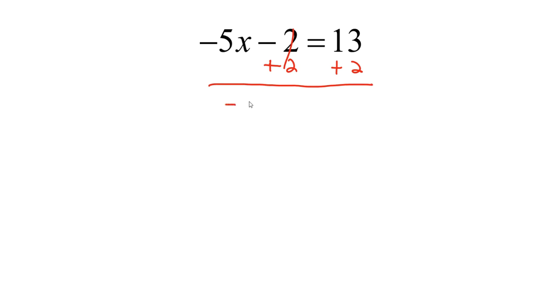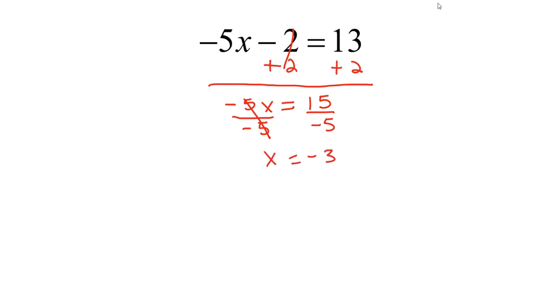Okay, so that gives me -5x equals 15. And then to get the x by itself, the -5 is being multiplied times x. So to undo it, I'm going to divide by -5. So that gives me x is equal to -3.